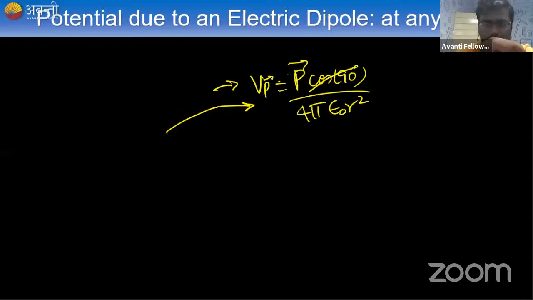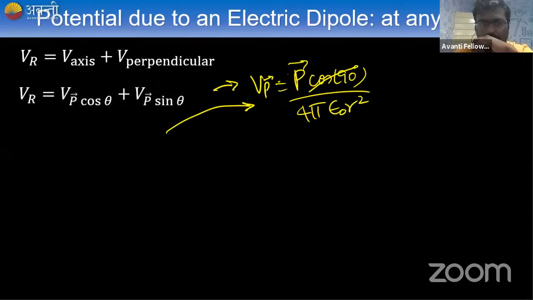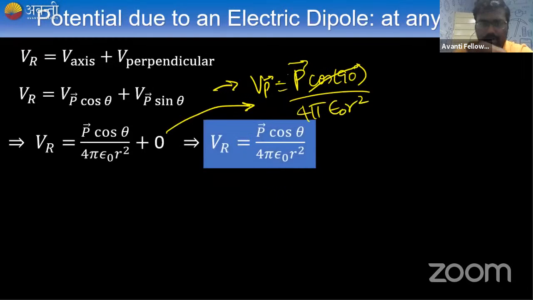So my net potential will be V axis plus V perpendicular, that is Vp cos theta plus Vp sin theta. If I consider sin theta as cos of 90 plus theta, then I'll get 0 in this direction, since I have cos 90. Now my net potential, the final expression, would become V_R equals P cos theta by 4 pi epsilon naught R square.